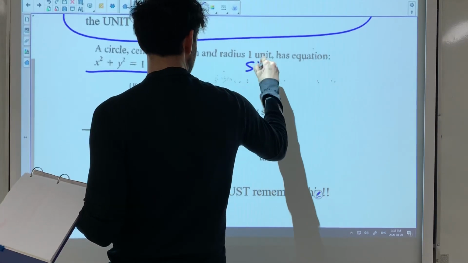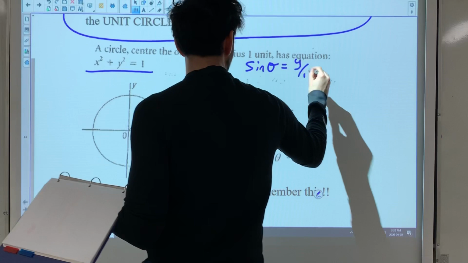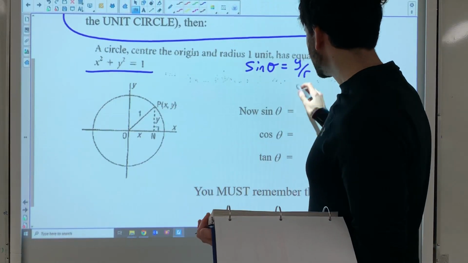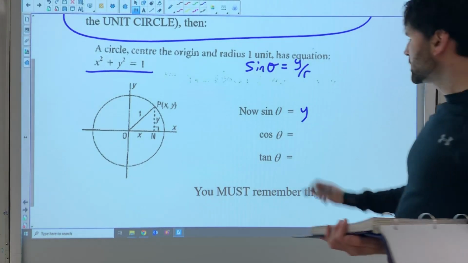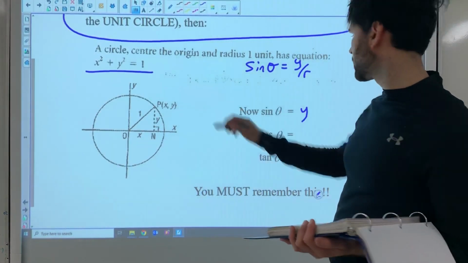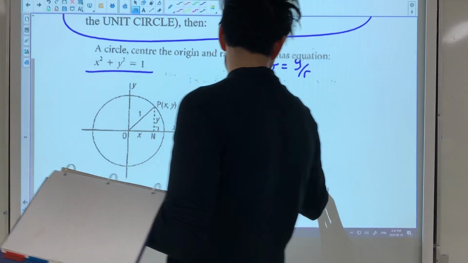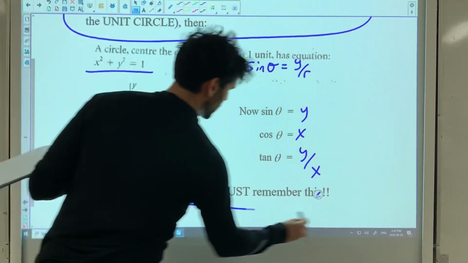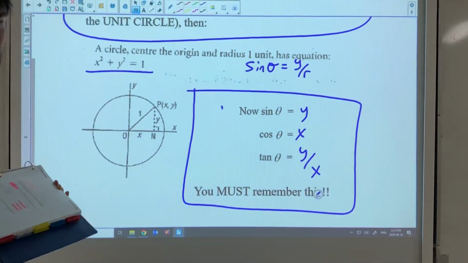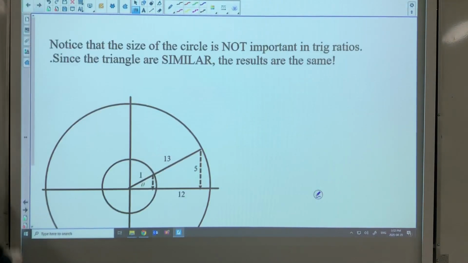Remember, I was just talking about this before. Sine theta is y over r. Well, when r is 1, you just get y over 1. So sine theta is now y. Cos theta is x over r. R is 1, so you get cos theta equals x. And tan theta is going to remain the same as y over x. Okay, it's only on the unit circle that this is the case. Everything we do is on the unit circle. Perfect.